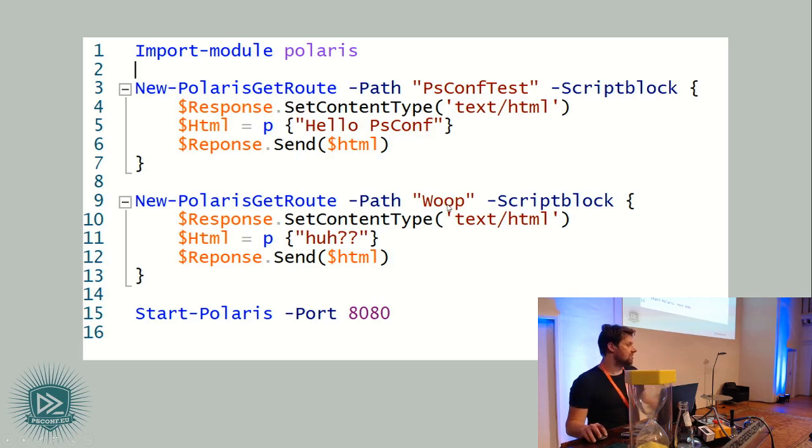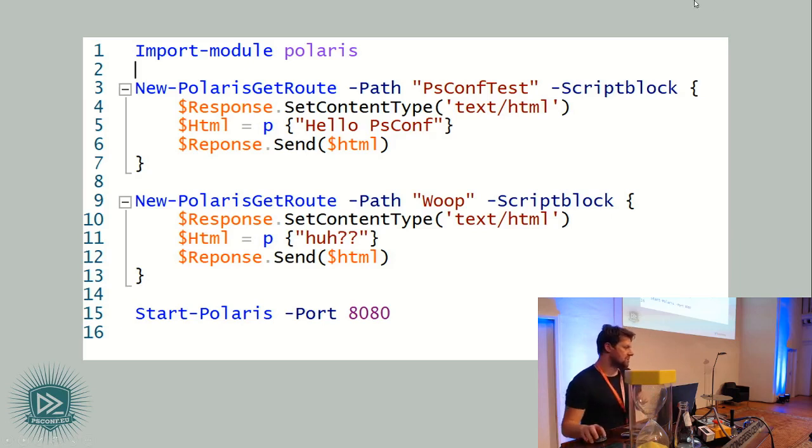Same here for whoop, there was just another route here, so it's possible to go /whoop, and then you're going to get that back, right? And then you start the server. So this is the basics of what you need to do for a Polaris web server endpoint.